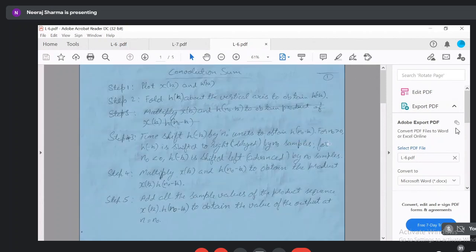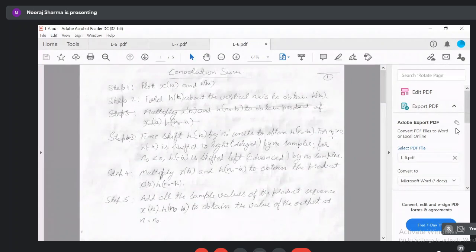So for positive values of n naught, that is when n naught is greater than 0, h[minus k] will be shifted towards the right-hand side, that is, it will be delayed by n naught samples, right? It will be delayed by n naught samples.